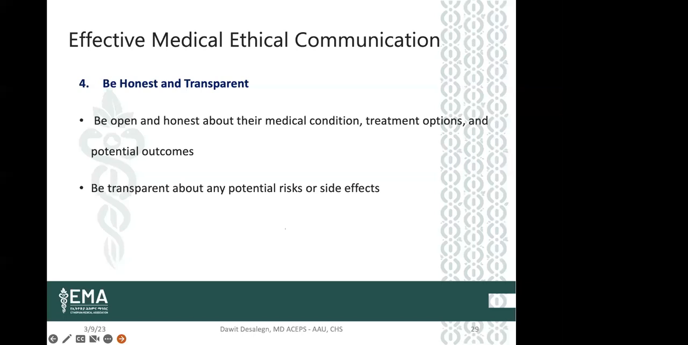Patients have the right to know about their illness, but you need to stay honest about their conditions, treatment options, and potential outcomes. You should avoid giving false reassurances to patients while you know the potential outcomes. And similarly, vice versa, you don't need to give them unnecessary loss of hope on the outcome.